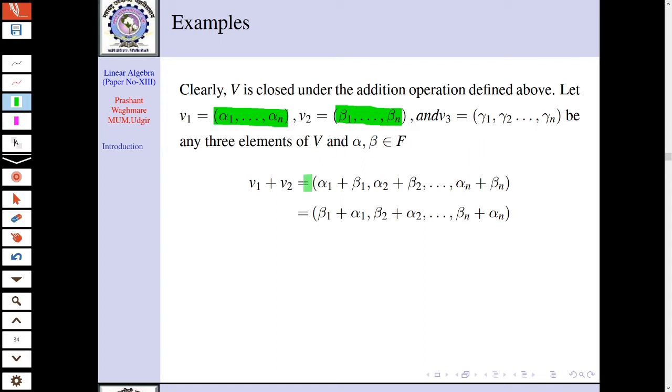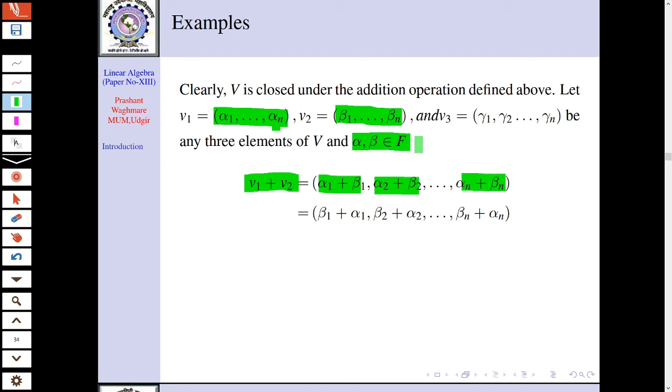Now what about commutativity here? Commutativity means V1 plus V2 is the same as V2 plus V1. So consider V1 here and V2 here, and I am doing addition. Addition will be coordinate-wise: alpha 1 plus beta 1, comma, alpha 2 plus beta 2, comma, and so on, dot, alpha n plus beta n. But these alpha 1, beta 1, alpha 2, beta 2, alpha n, beta n are all elements of the field.